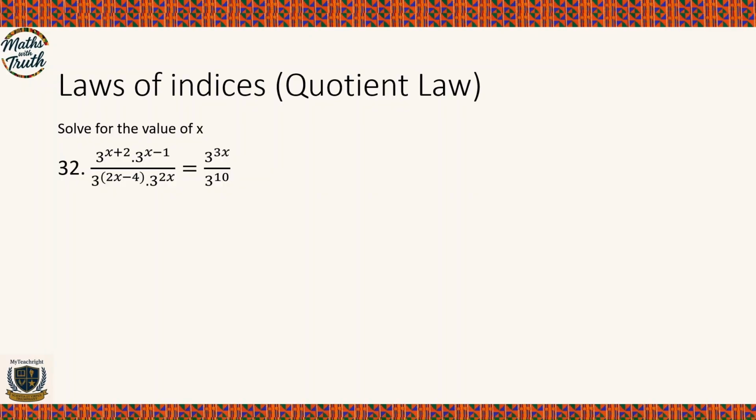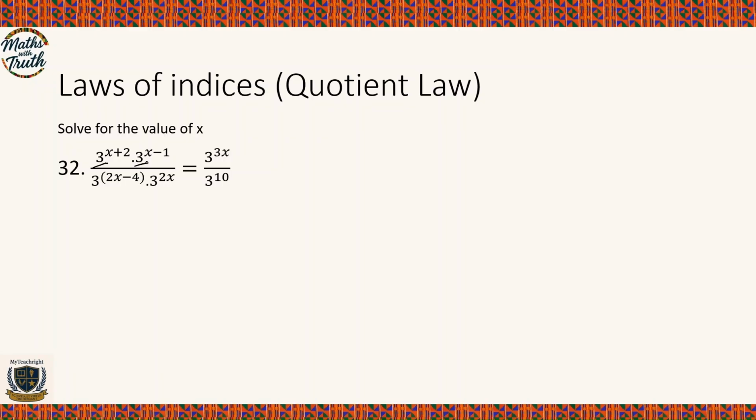Okay, let's do it together. Since we have these two expressions multiplying each other, we have to apply the product law of indices to simplify it. And then we do the same thing for the denominator here as well. And then after we can apply the quotient law of indices to simplify further till we get to a point where we have a base raised to a certain expression is equal to the same base raised to another expression, and then we equate the index. Okay, so then let's get started.